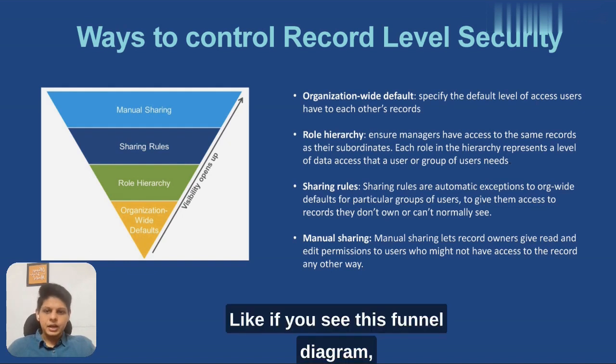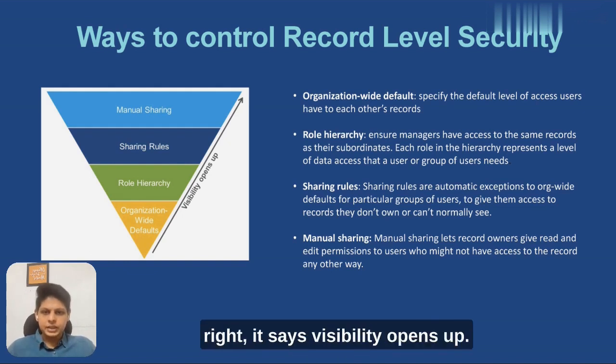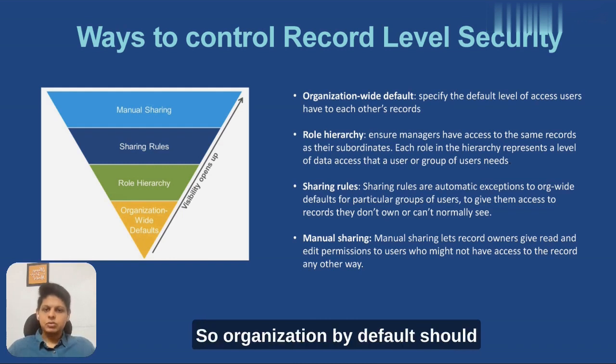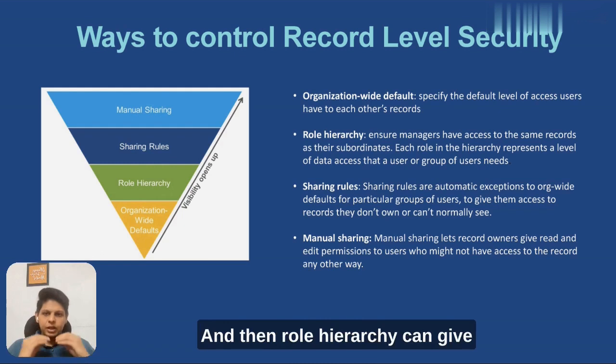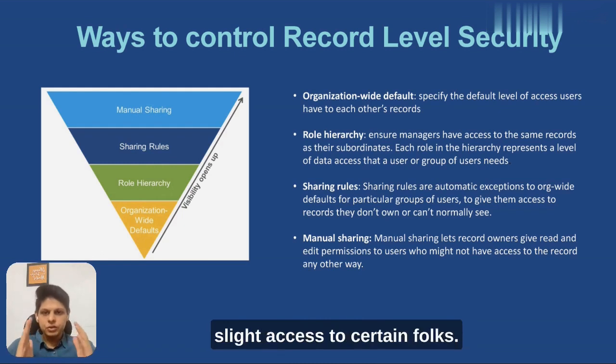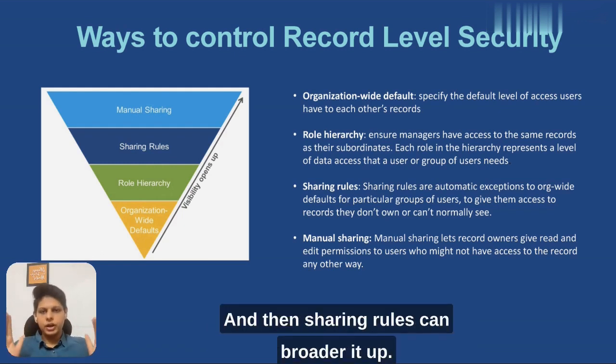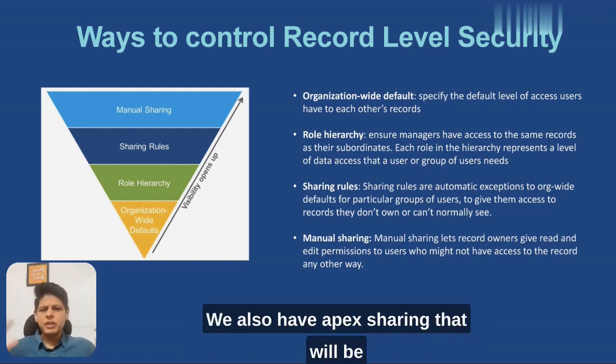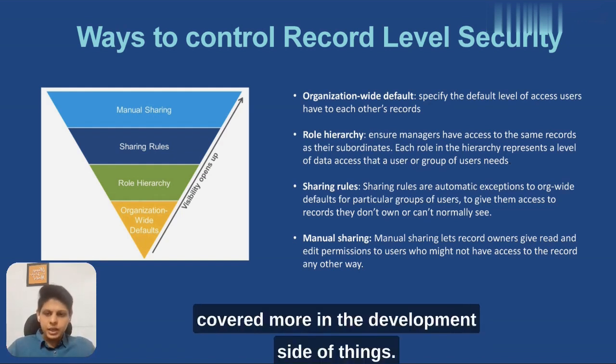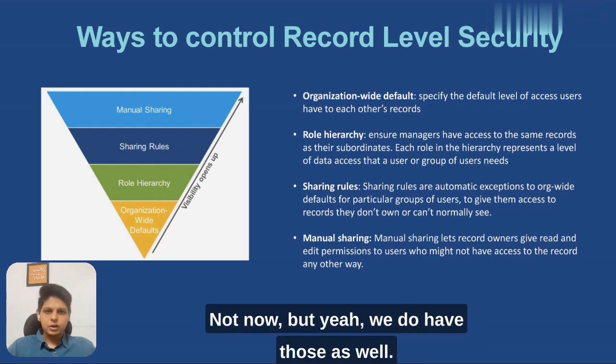Like if you see this funnel diagram, right? It says visibility opens up. So organization by default should be the most restrictive access, and then role hierarchy can give slight access to certain folks, and then sharing rules can broaden it up, and then we have manual sharing. We also have Apex sharing that will be covered more in the development side of things, not now, but yeah, we do have those as well.